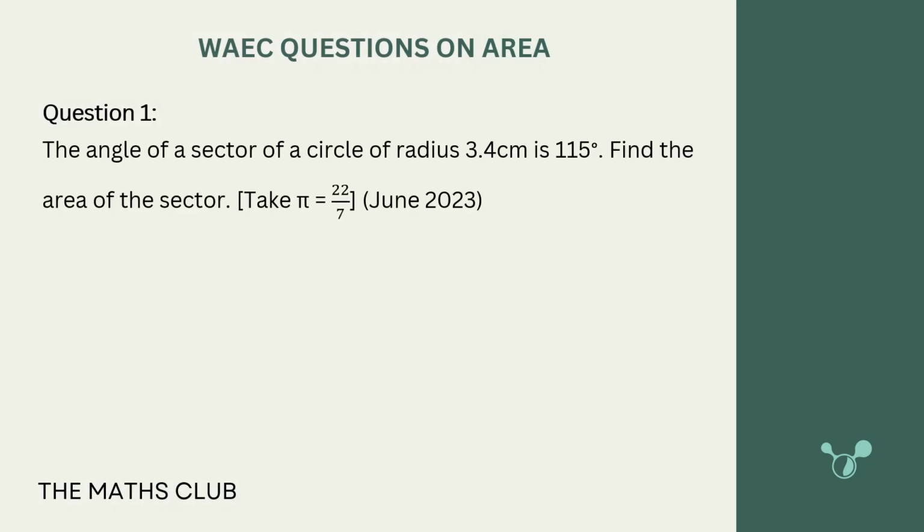The first question says that the angle of a sector of a circle of radius 3.4 centimeter is 115 degrees. Find the area of the sector. Take pi to be 22/7. This is from June 2023. As always, I would admonish you to pause the video and try it out yourself before you play and watch how we solve it. I would not be saying that at the end of reading out every question, so you need to know that. So let's solve this together.